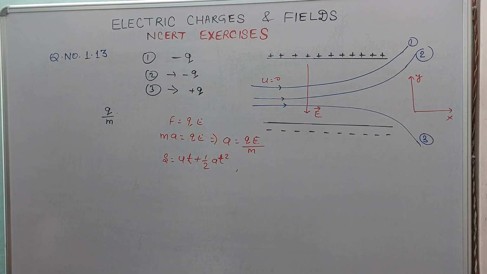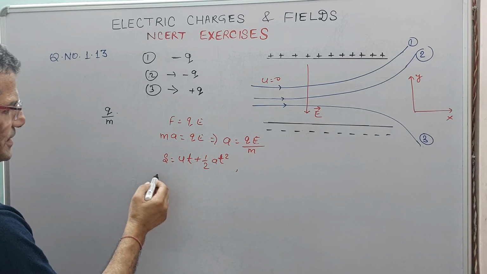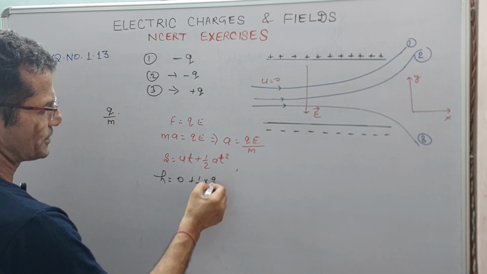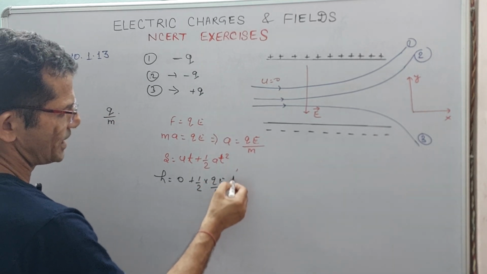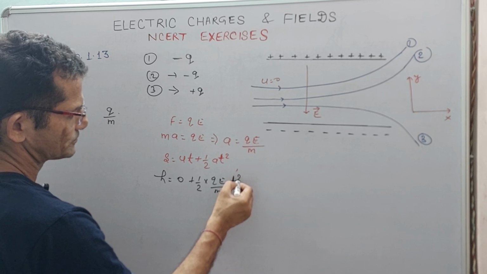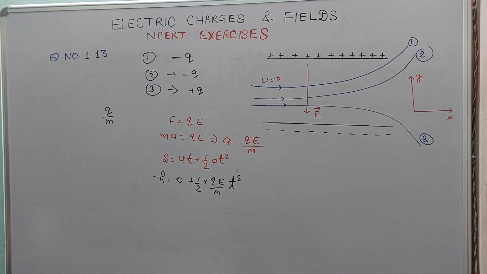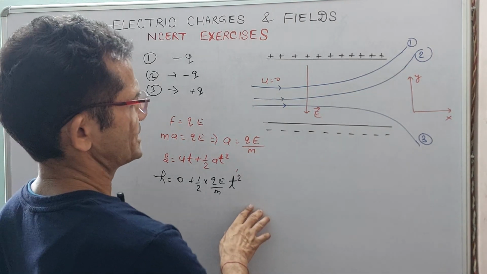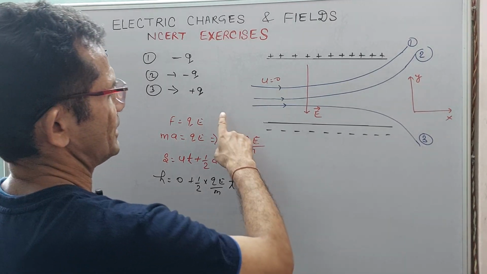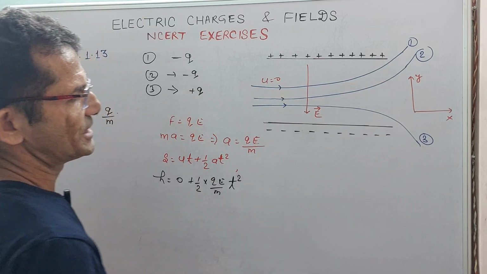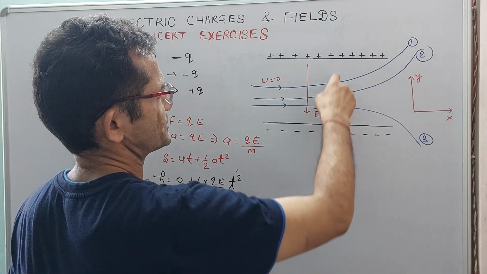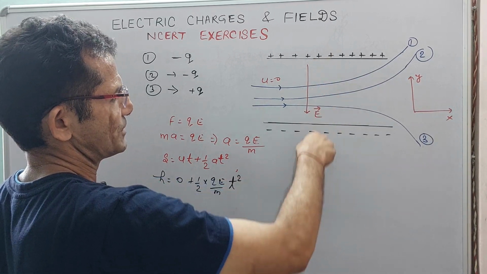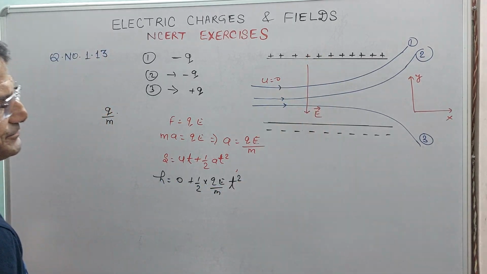So here h is equal to u, which is 0, plus half, put the value of acceleration which is QE divided by m, into time t square. The time t taken by each particle will be the same, because they experience the same forces in different directions. For the positive charge the force will be in the downward direction, for negative it will be in the upward direction.